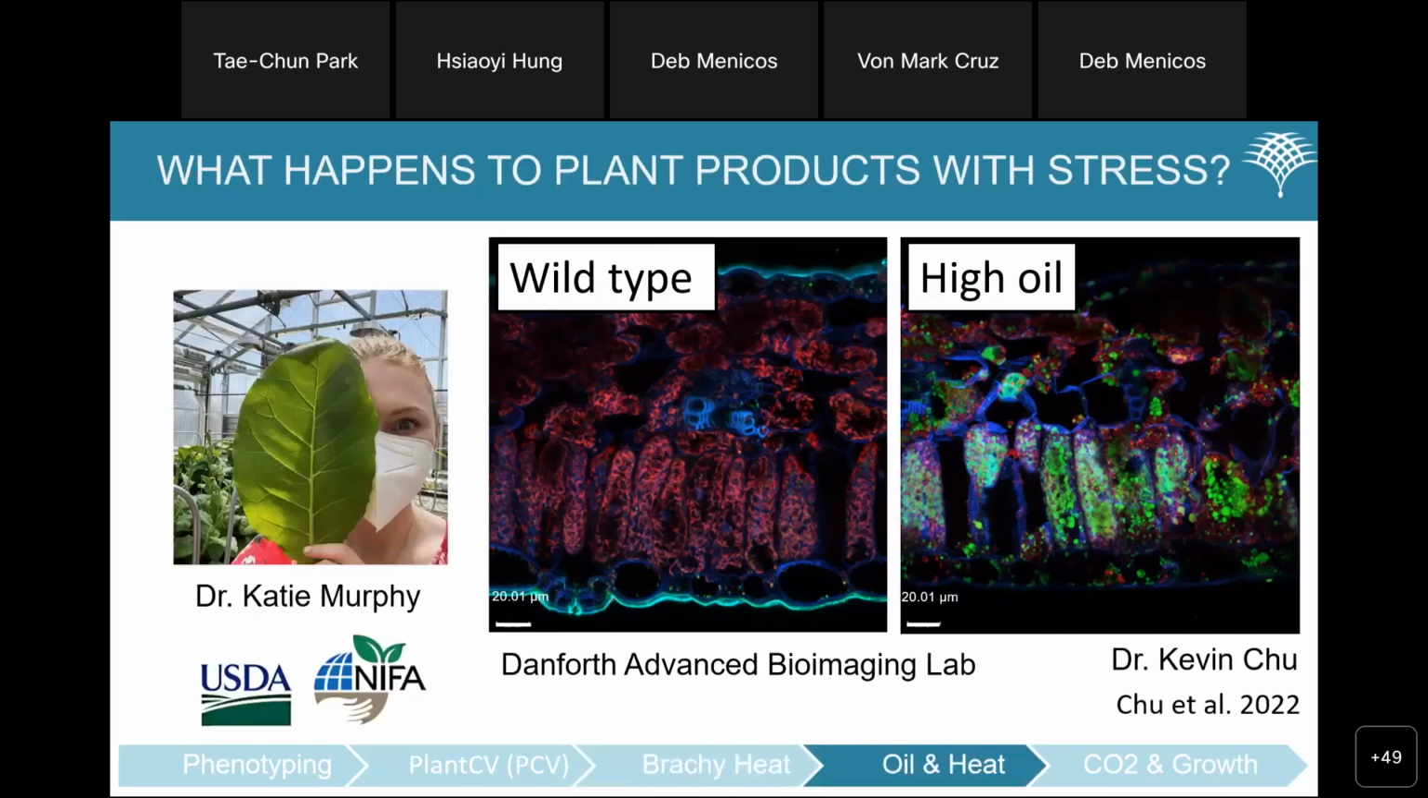So our part of this project, as people who are interested in abiotic stress, was really to understand what happens to the plant product, in this case oil, under different abiotic stresses. So we were looking at low temperature stress, but Katie's project in particular was looking at high temperature stress, especially since we're interested in growing this, say, in North Carolina.